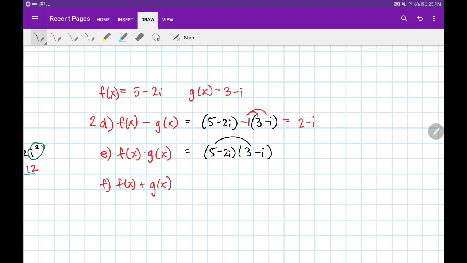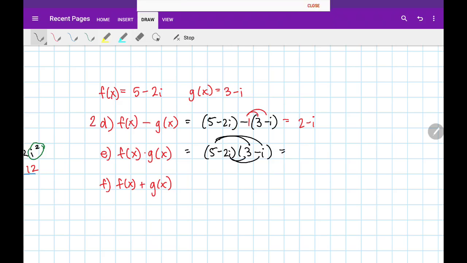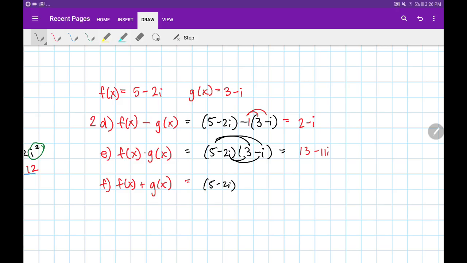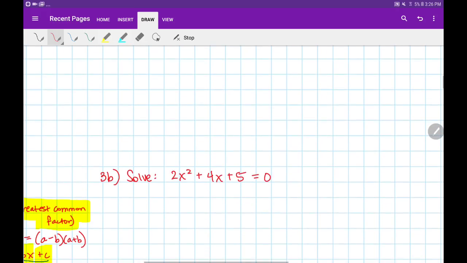So you'll distribute all of these, and the answer you should get is 13 minus 11i. Finally, for F, you are simply adding them together. So 5 minus 2i plus 3 minus i, you're ready to combine like terms, and the answer that you should get is 8 minus 3i. Let's go on to number 3.